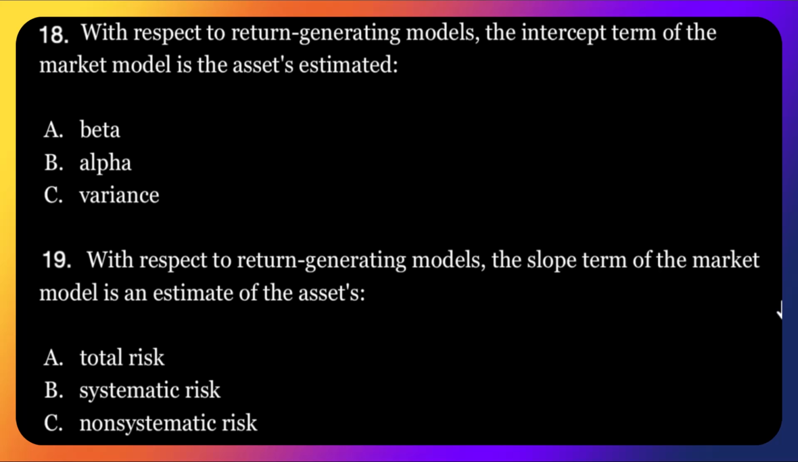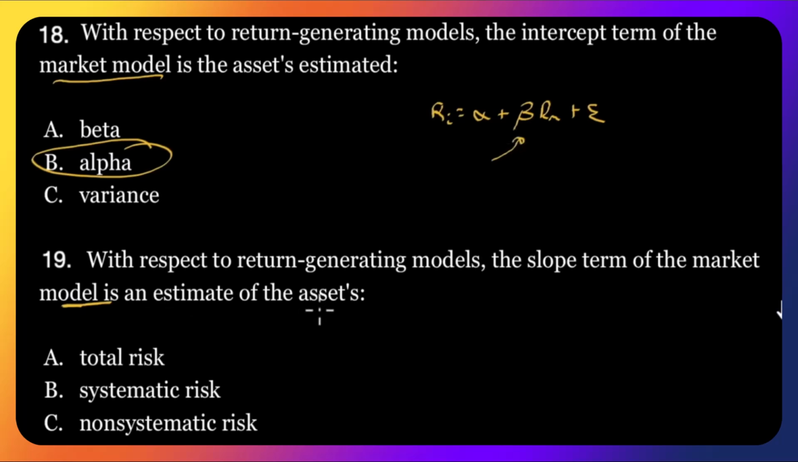With respect to return generating models, the intercept term of the market model is the asset's estimated, and I didn't use the exact words, but we remember the market model, right? The return on any asset is alpha plus beta RM plus some error term. So it's saying that the intercept of the market model is the asset's estimated alpha. B. With respect to return generating models, the slope term of the market model is an estimate of the asset's total risk, systematic risk, or non-systematic risk.